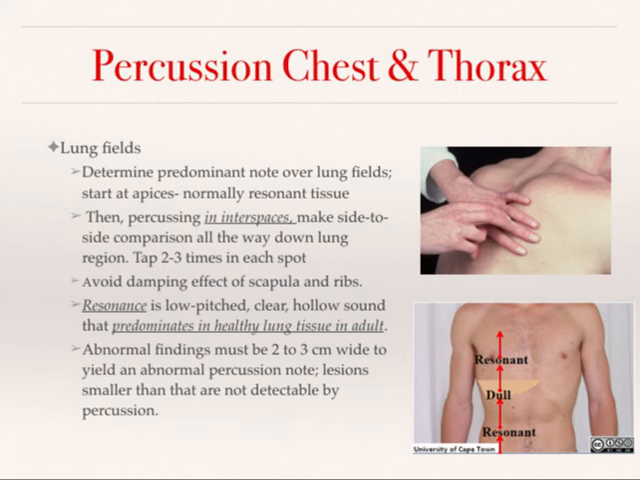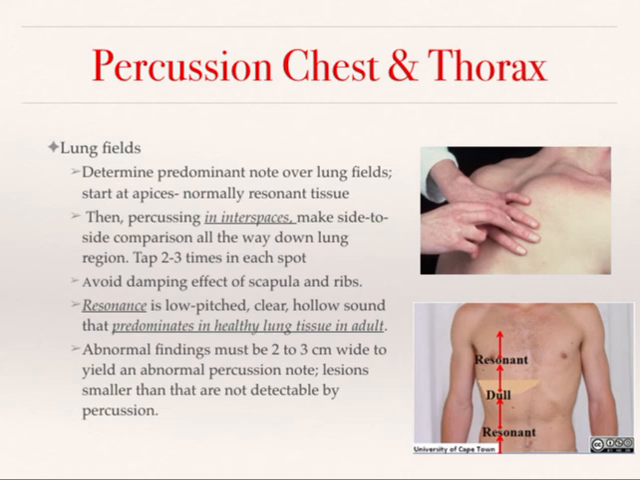In terms of percussion, I know they'll have you practice this in lab as well. Basically, once again, you're comparing sides. You're going to be comparing certain areas from left to right. You're always going to start at the lung apex, and it should be resonant. So normal lung tissue should be resonant. And then you always are percussing between the intercostal spaces as well.